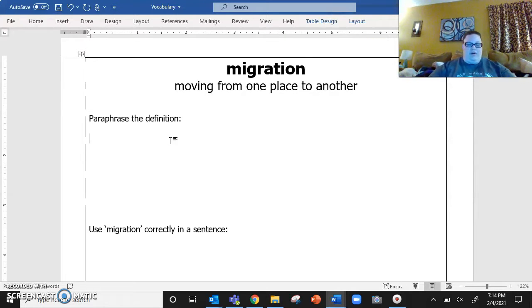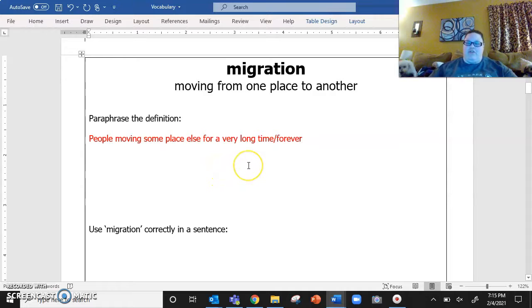So putting that into our own words, it's people, red, people moving, I don't know, someplace else. Okay, I'll take that. For a very long time slash for forever, right? Because when we use the word migration and migrate, we don't mean travel. Travel means a person is going somewhere and then will return home. Migration is a person is moving somewhere to a new home.